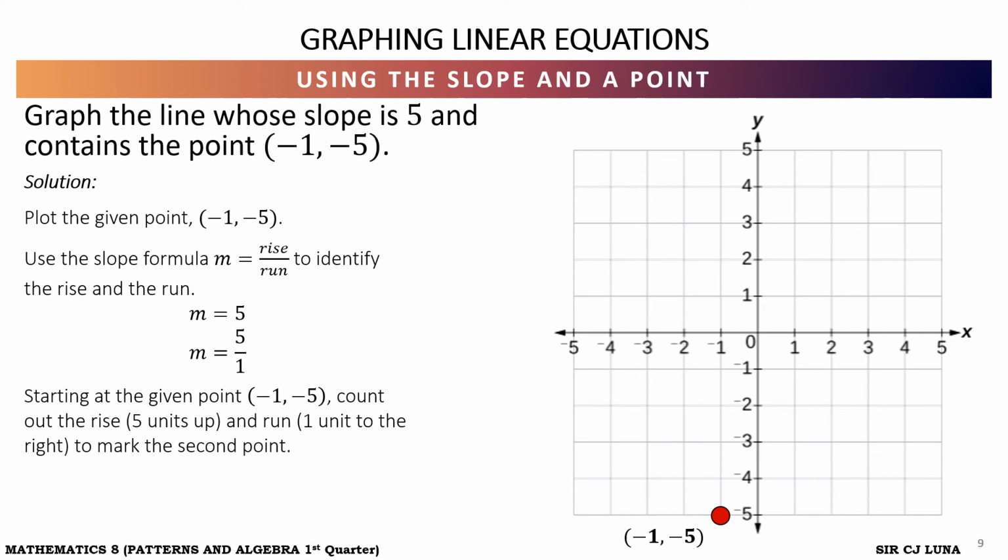So we will move 5 units upward kasi positive 5 yon. And then 1 unit to the right. So our second point is, ayan, (0, 0). Okay? So after mo makuha yung second point, ipag-connect mo na ngayon yung ating dalawang points using a straight line and that is already the graph of our linear equation. Okay? So ganun lang kasimple.